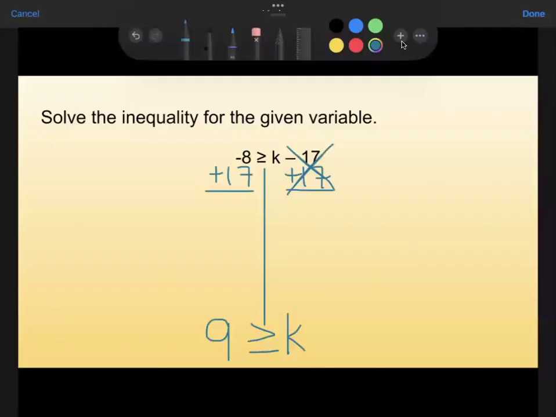Now, if you like to have your variable on the left, you can go ahead and switch it. You just have to make sure that the symbol is open to the same thing. So if I want to put k here and 9 here instead, I just have to make sure that the symbol opens to the 9, just like it does in the original solution. So that means it would end up looking like this. K is less than or equal to 9. So both of these expressions or solutions are equivalent to each other.